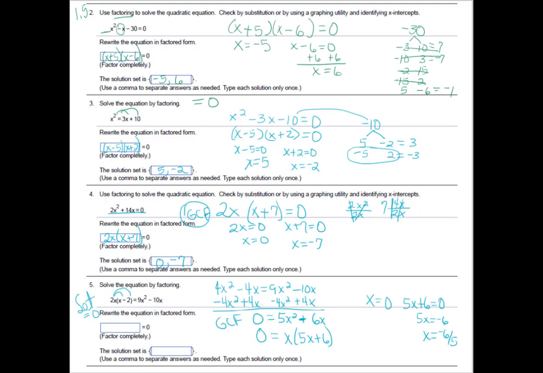So my factors are x and 5x plus 6. And your answers are 0 and negative 6/5. Okay, so those are some of the factoring problems in 1.5.